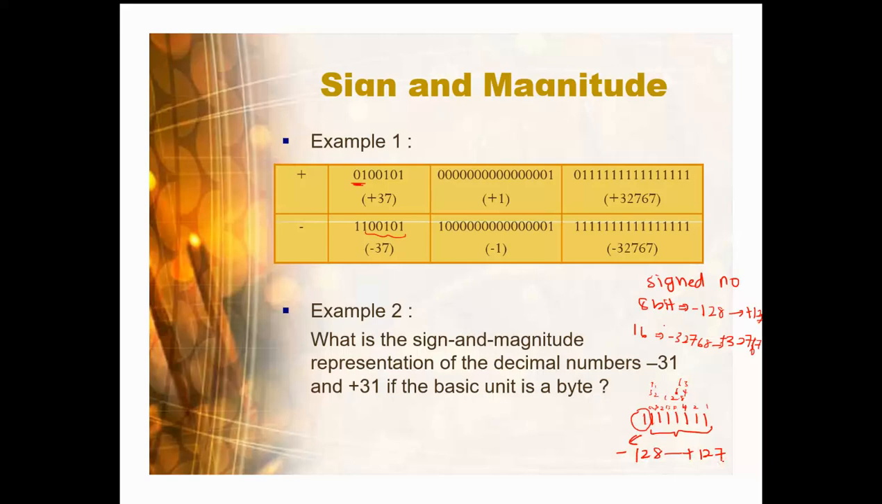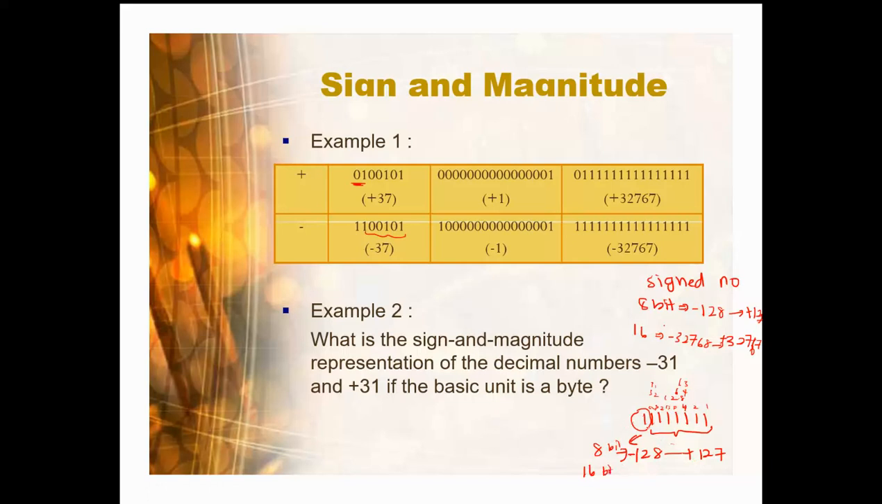Kenapa dia tak 128 juga? Sebab kita ingat kita ada kosong. Okay. Untuk ini adalah untuk 8 bit dalam sign numbers. Kalau 16 bit, 16 bit macam itulah kita kira. 16 bit ada 16 bit. Bit yang ke-16 should be his sign numbers.